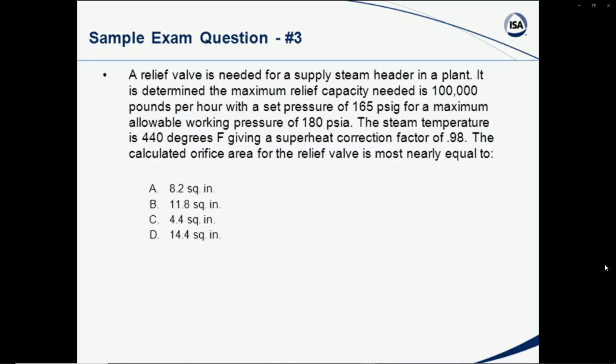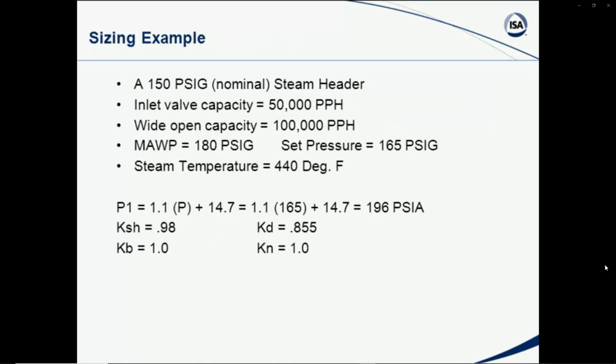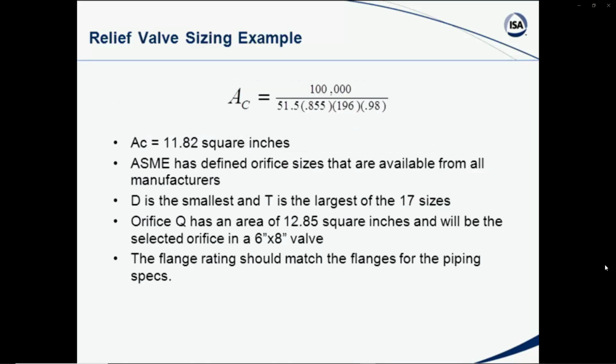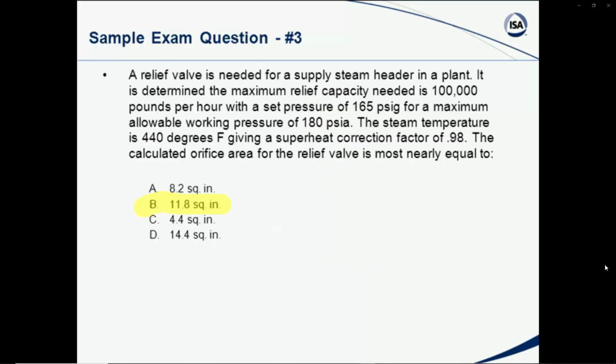Given an assumed correction factor of 0.98, the calculated orifice size for the relief valve is most nearly equal to what? I refer you back to the sample problem that I had inside the contents of our video today. The answer is 11.8 square inches. This just shows you how that problem can be worded on the test and ask the same thing. This goes back to the sizing example of how you work this out and how you get the final answer, so I'll just refer you back to that. The answer is 11.8.